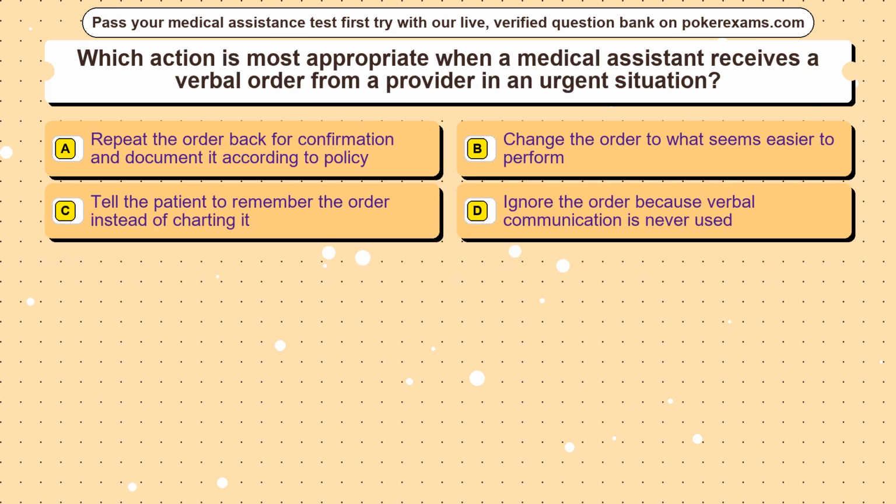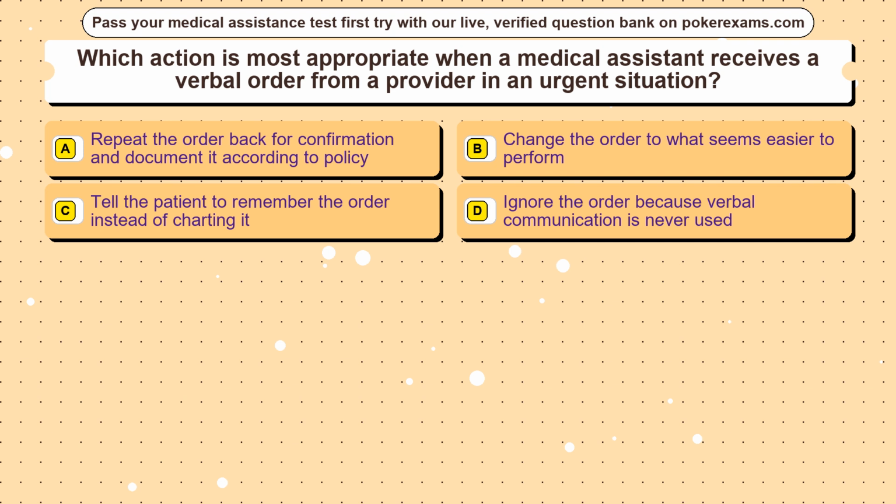Question 25. Which action is most appropriate when a medical assistant receives a verbal order from a provider in an urgent situation? Option A. Repeat the order back for confirmation and document it according to policy. Option B. Change the order to what seems easier to perform. Option C. Tell the patient to remember the order instead of charting it. Option D. Ignore the order because verbal communication is never used.